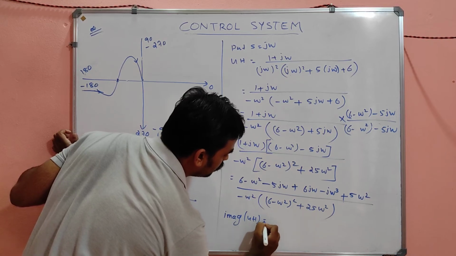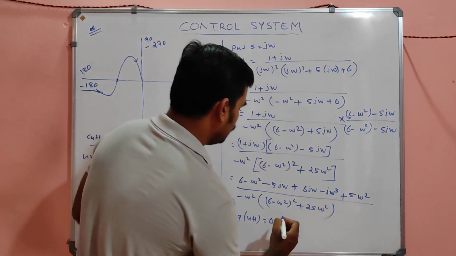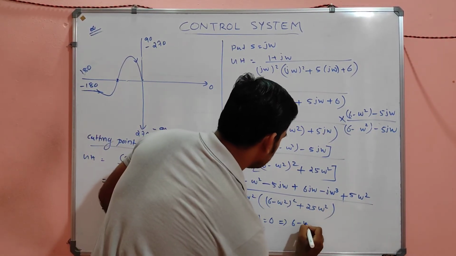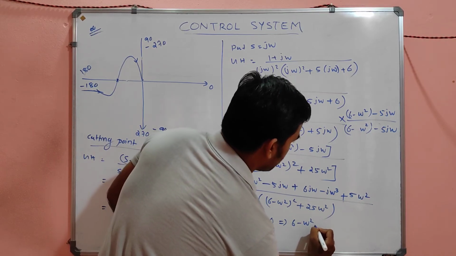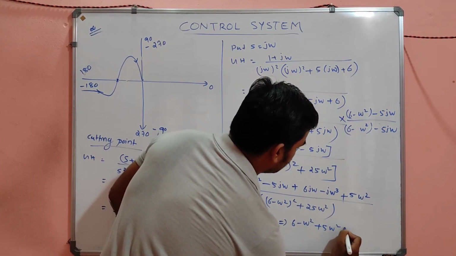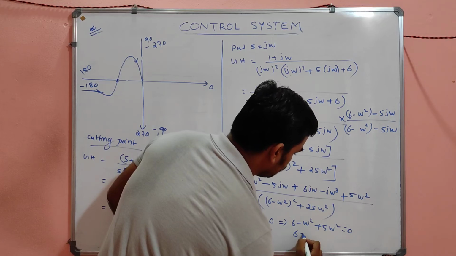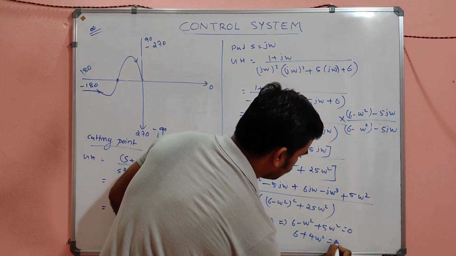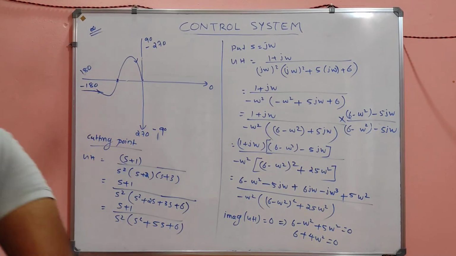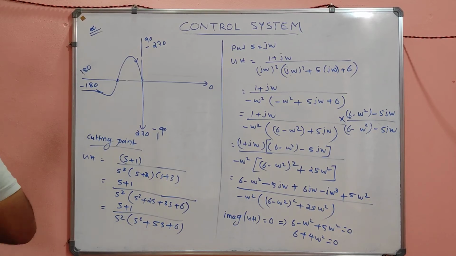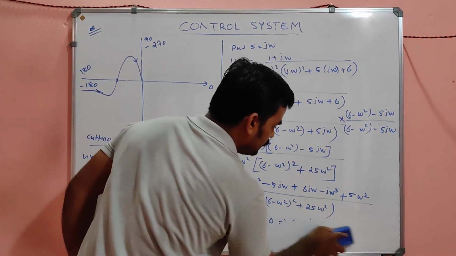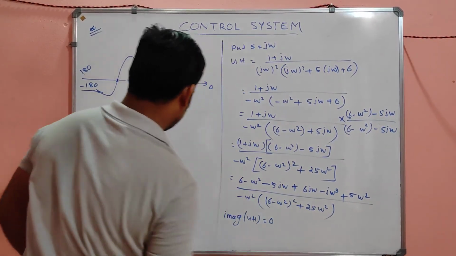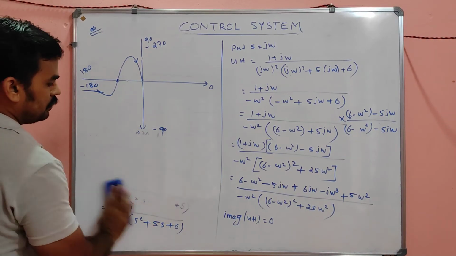part of GH will be equal to 0. Note the real part condition: 6 minus omega square plus 5 omega square equal to 0, or 6 plus 4 omega square equal to 0. Am I correct? So imaginary part 0, right?